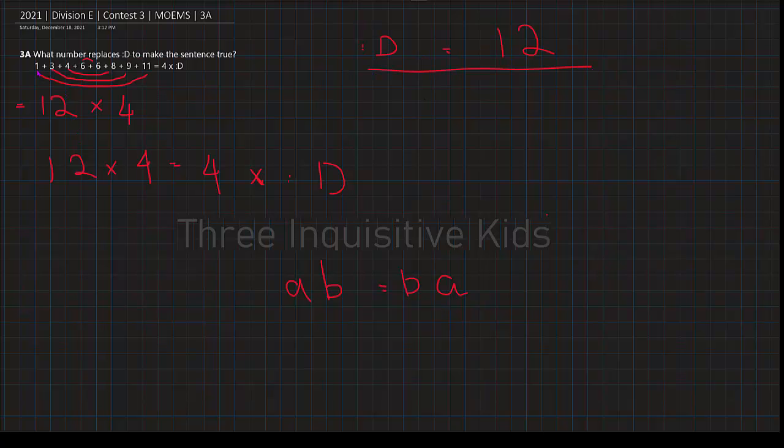Notice we didn't have to add each of these 8 numbers. We just had to have a smart way, and we didn't even have to add at the end. We just found 12 times 4 equals 4 times the smiley face, so therefore the smiley face must equal 12 according to the commutative property.